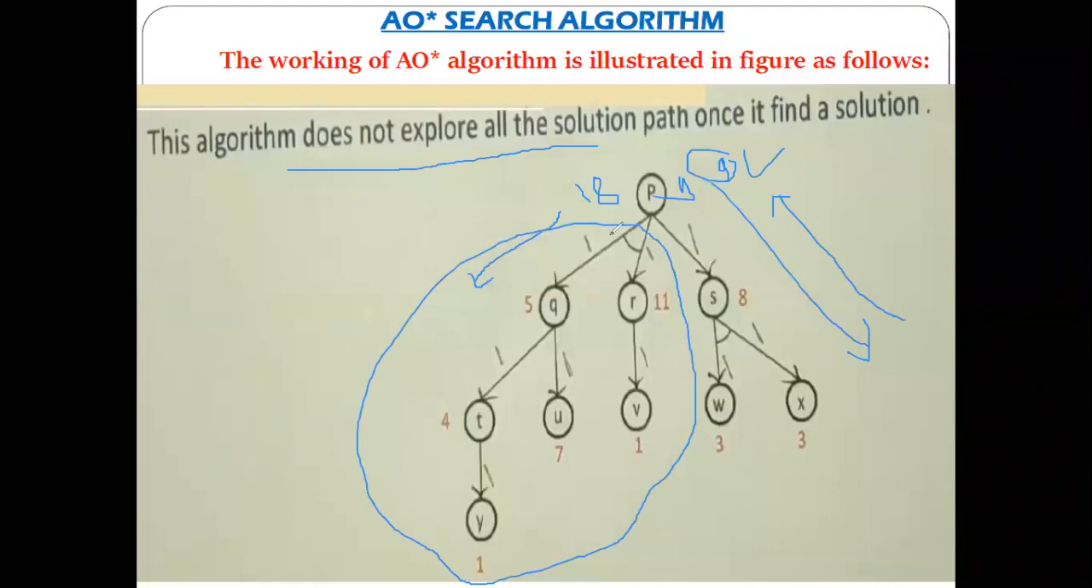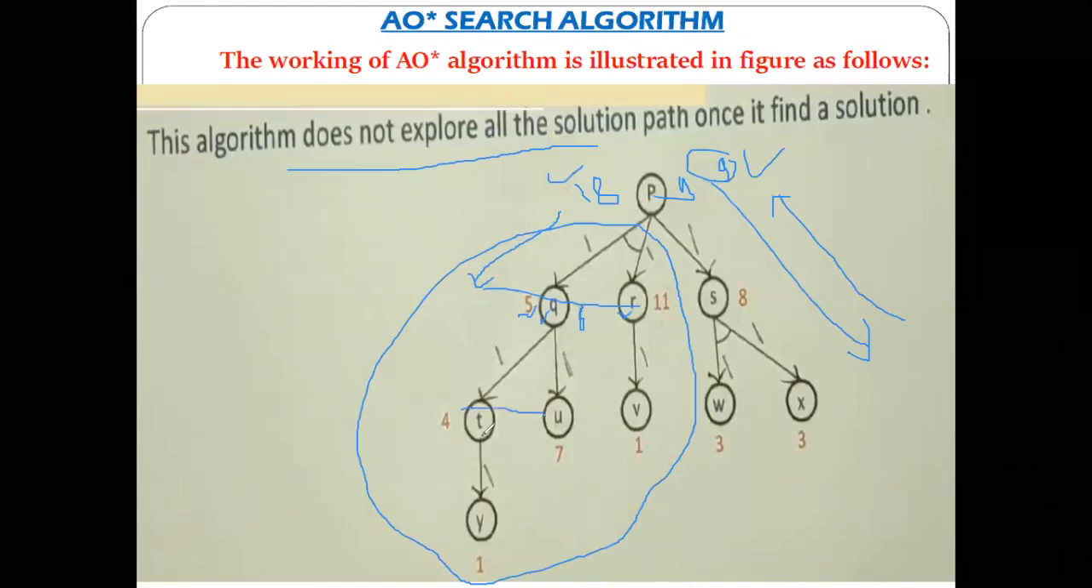Now, if you go in this direction, up to this point we have got the value as 18. Next, this node and this node also need to be explored, correct? If you explore this node, it will be 1 plus 4, 5. And if you explore this, it is 8. Now we have reached this node.